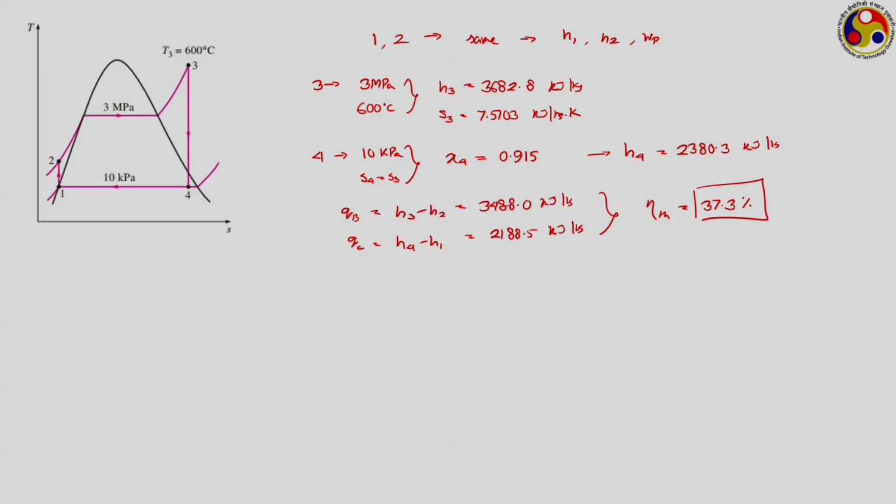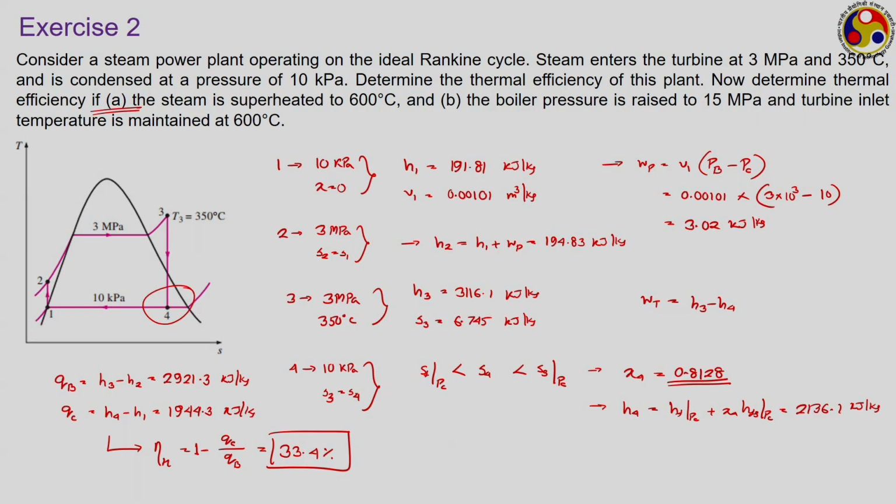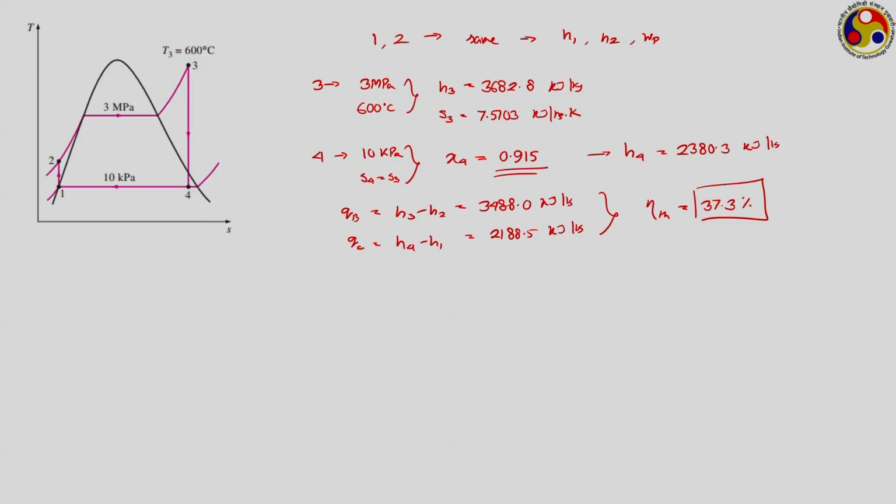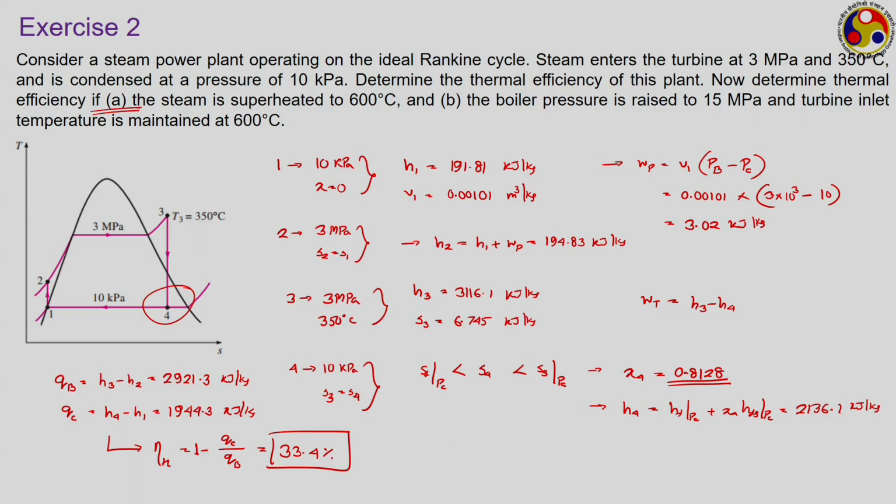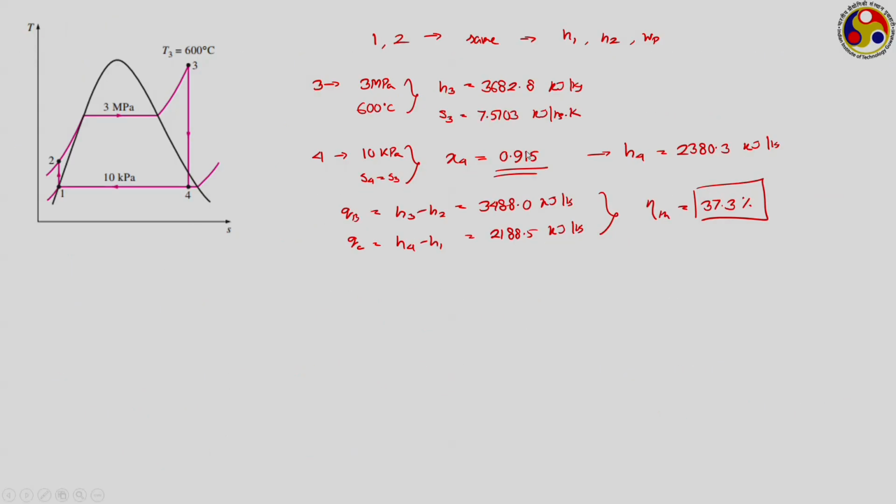Here we have just increased the maximum temperature without affecting the boiler and condenser pressure. Then first note this, in the previous case our turbine exit quality was 81%, here it has gone to 91%. So, sorry, turbine exit quality, there is a significant increase in the turbine exit quality. And what about thermal efficiency? It was 33%, now it has gone to 37%.